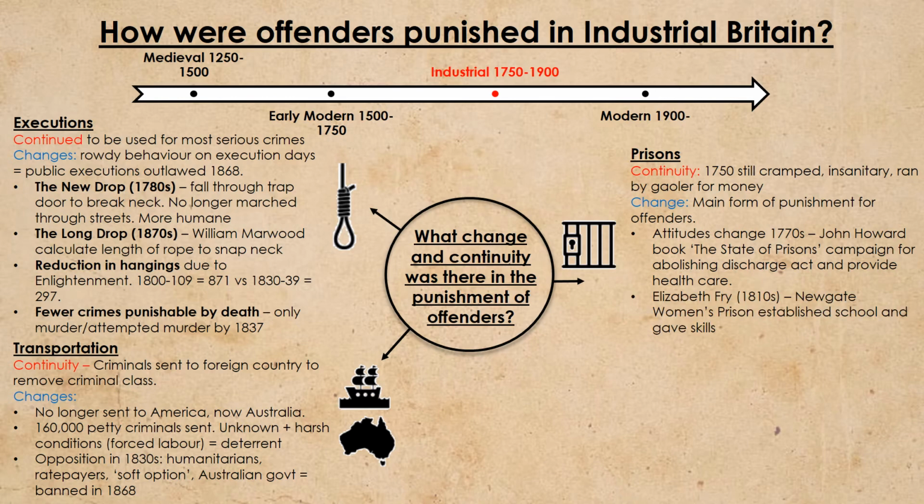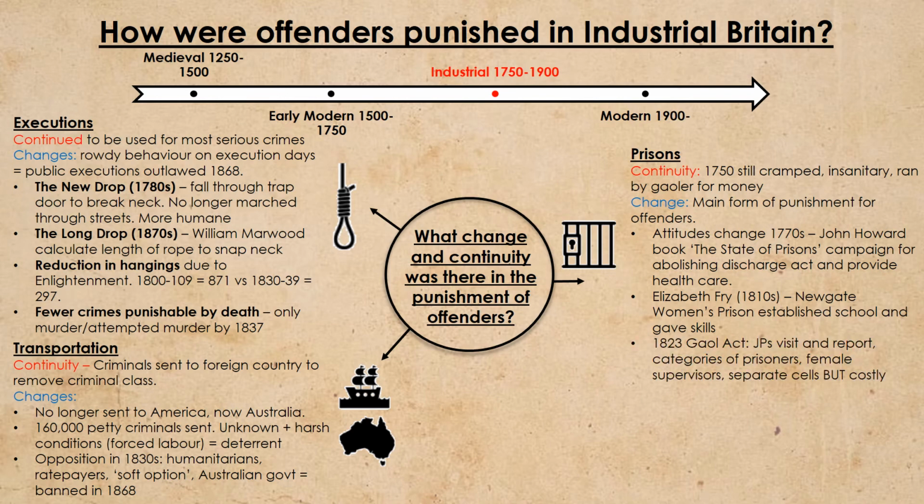You also, 30 years later, get a woman called Elizabeth Fry, who is a Quaker, which is a member of a Christian movement. And she goes to Newgate Women's Prison, and she looks at the conditions that the women are in there, and she says that they're overcrowded, that they're unsanitary, that women need their own sections to look after their children if they've got children there, and she establishes a school as well to try and give skills to the female prisoners so that when they leave they don't have to resort to crime. So these are two examples of campaigners and reformers who try to improve prisons during this time.